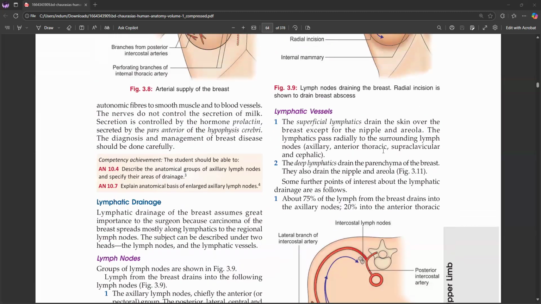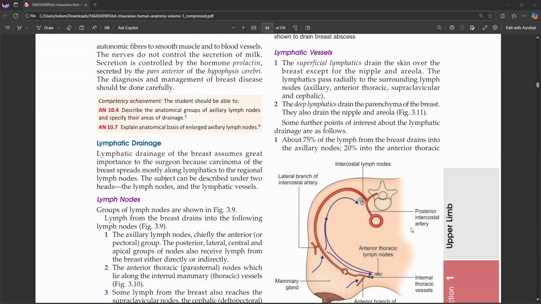Lymphatic vessels. The superficial lymphatics drain the skin over the breast except for the nipple and areola. The lymphatics pass radially to the surrounding lymph nodes. The deep lymphatics drain the parenchyma of the breast. They also drain the nipple and areola, figure 3.11.